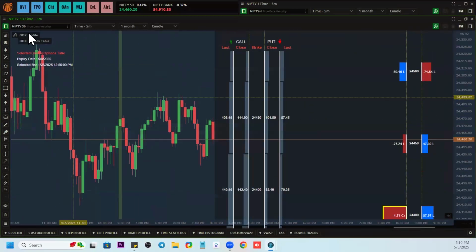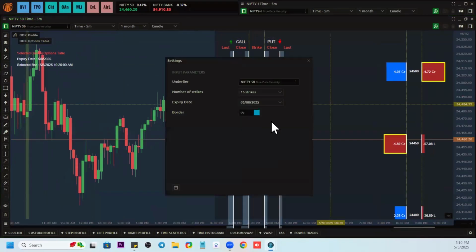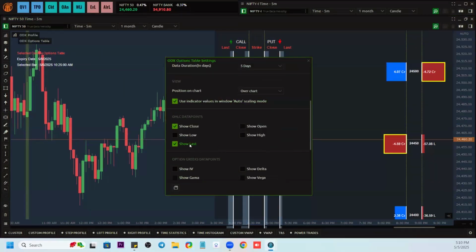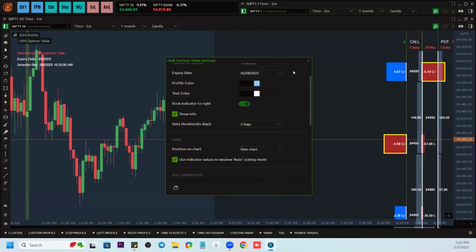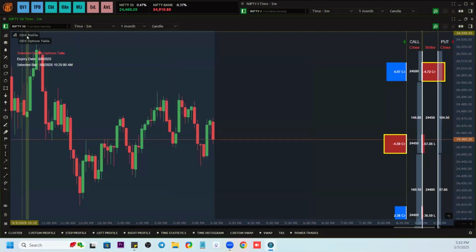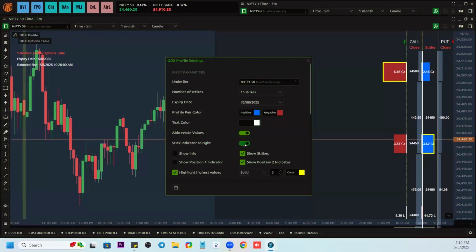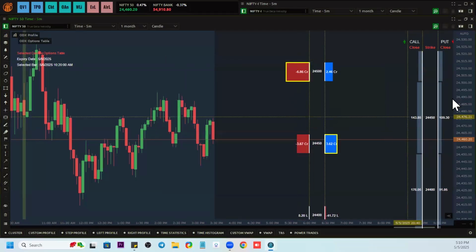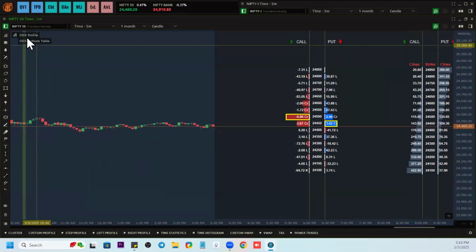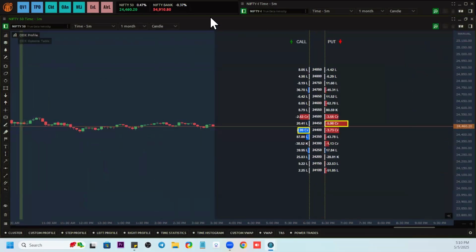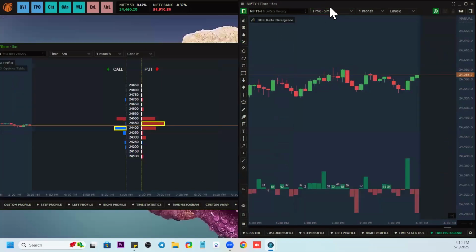Let me first correct this. I will remove a few of the things. Okay, this is not required. Let this stick to the right, and the other one, I don't want to stick to the right. At the moment, I will not enable the options table. Let us just look at this data.